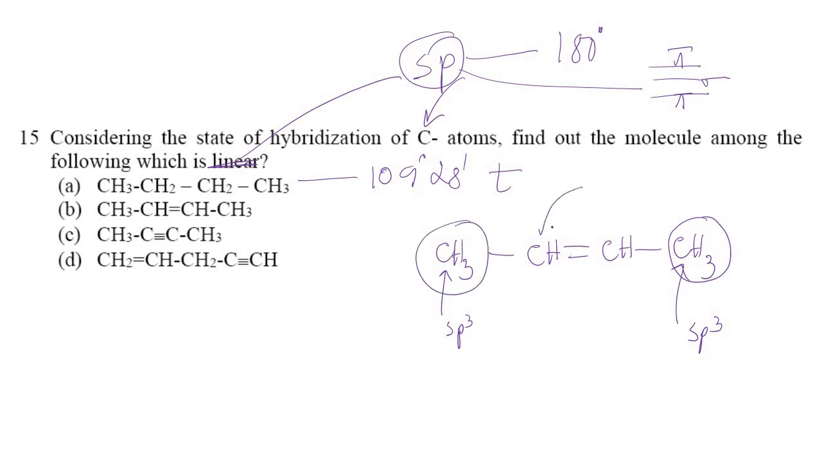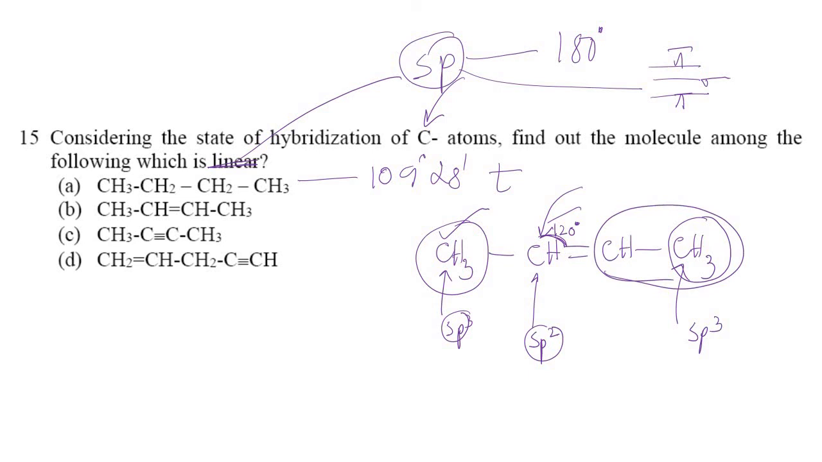Now come back to this. Here this carbon is sp2 hybridized. Sp2 hybridized means the bond angle will be 120 degrees. So absolutely we can say that there is no linearity in this molecule. Because this is sp3, which means tetrahedral in nature, and this is sp2, which is trigonal planar. Again the same thing repeated here, right?